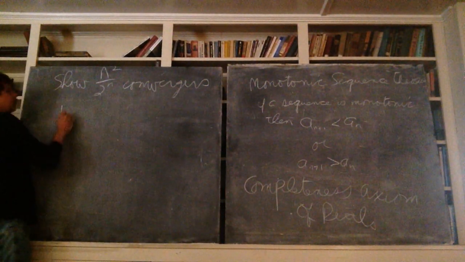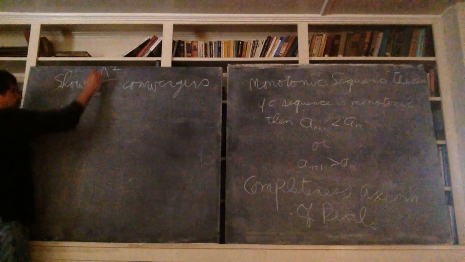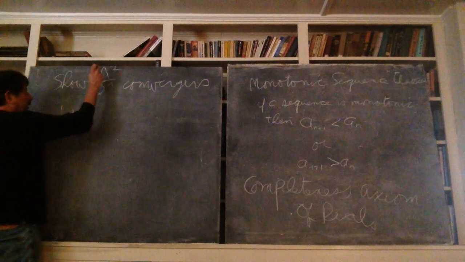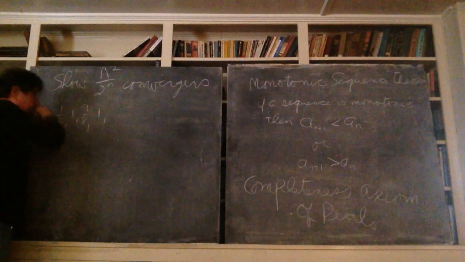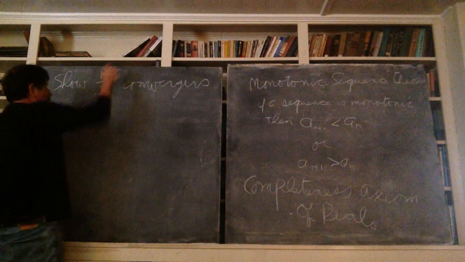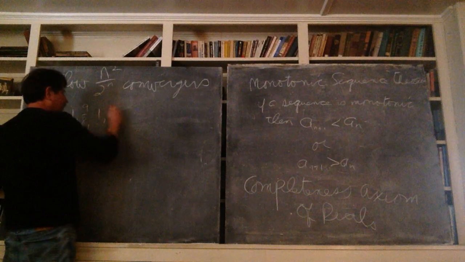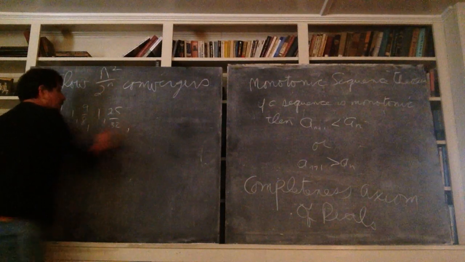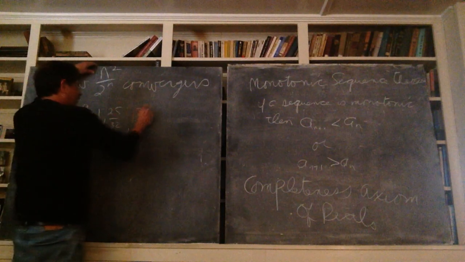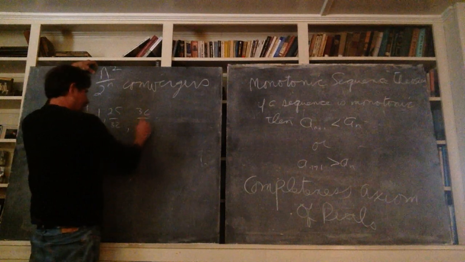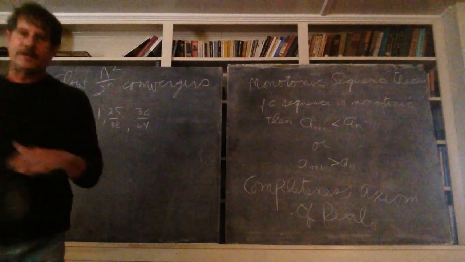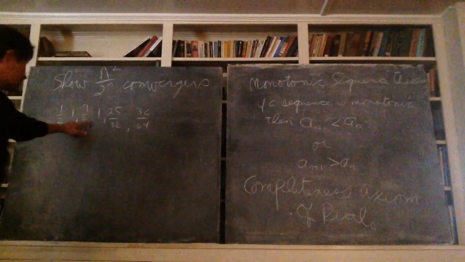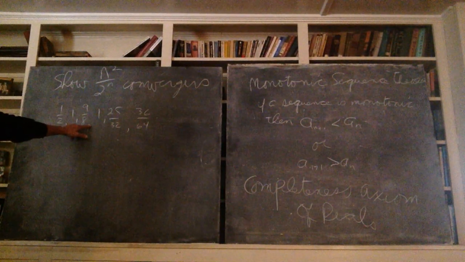So for 1, it's 1/2. For 2, it's 1. For 3, 9/8. For 4, it's also 1. 5, excuse me, 5, 25/32. 6, 36/64. Well, hey, I think we're establishing the fact that it's decreasing. It decreases starting right here.